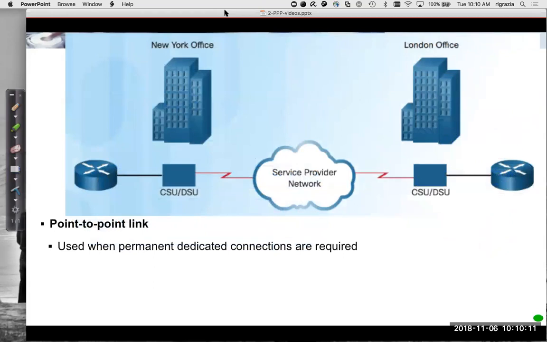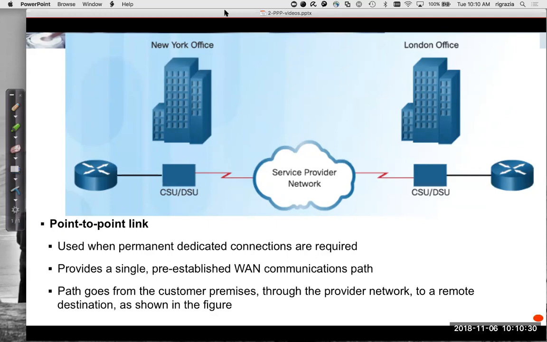All right, so we're going to be talking in this series of videos about point-to-point links, which again, is a permanent dedicated connection. Provides a single pre-established WAN communications path between the two remote sites. And really what the single connection goes through is from one site to a service provider's network, and then from the service provider's network to the other site. So what this actually looks like in here can be all sorts of things, as I mentioned before.